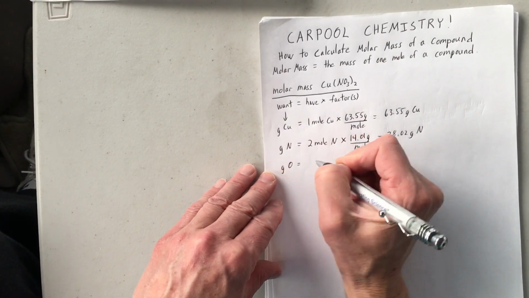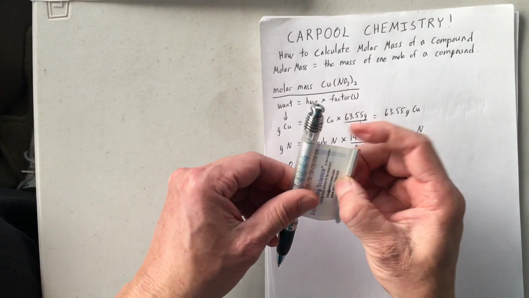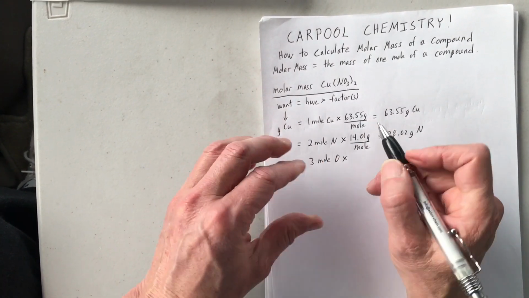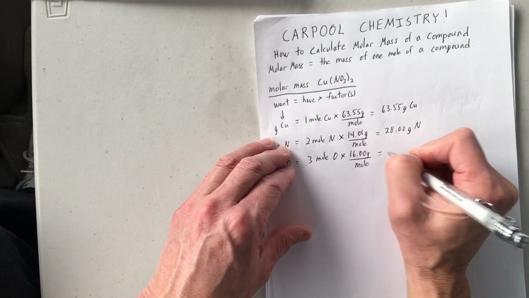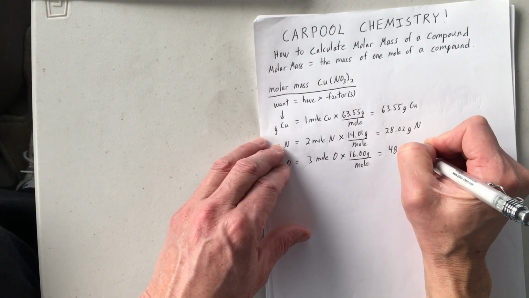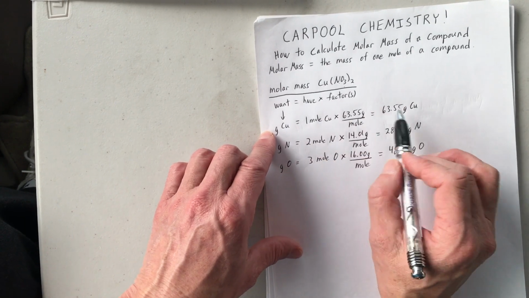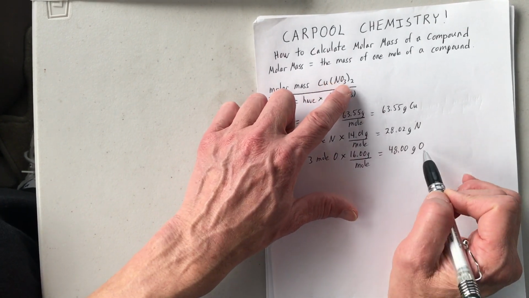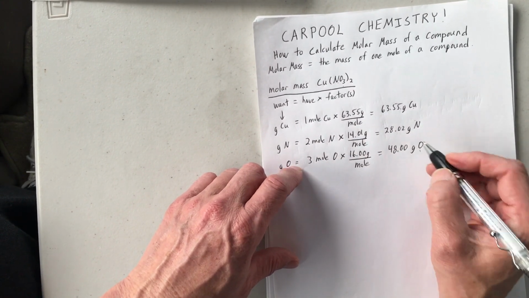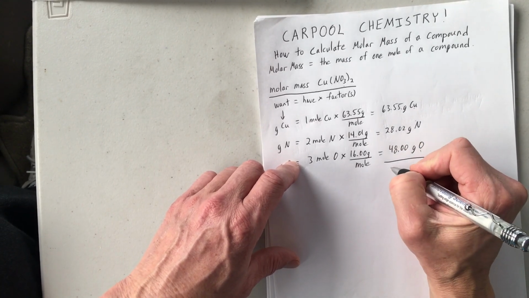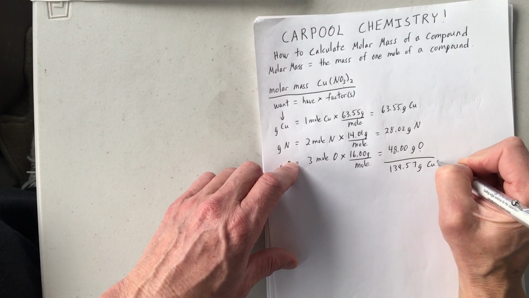So the grams of oxygen is equal to 6 moles times, and for oxygen, we clock in at 16.00 grams per mole, giving us 48.00 grams of oxygen. These are the masses of the different components of this compound here: copper, nitrogen, and oxygen. To find out the mass of the entire mole of copper nitrate, we simply add up these 3 values, and we come up with 139.57 grams of copper nitrate.